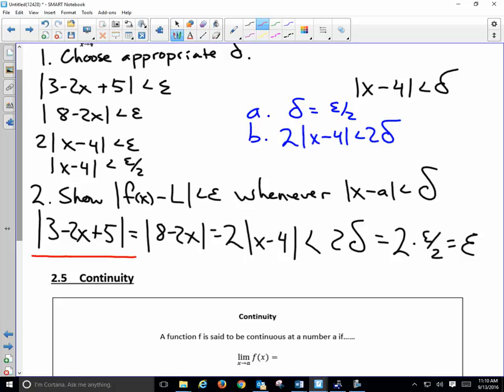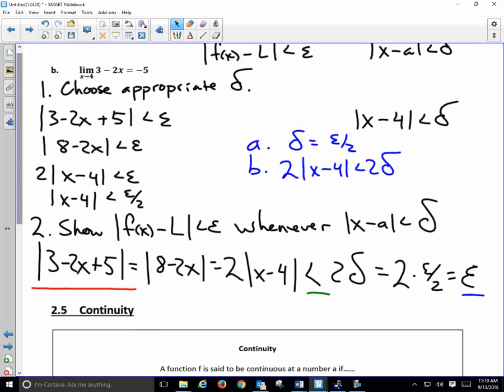We have actually pieced together all three of the necessary components of our proof. The function minus the limit is less than epsilon. And you got it. You have now just verified that that limit is truly exactly -5. Okay?